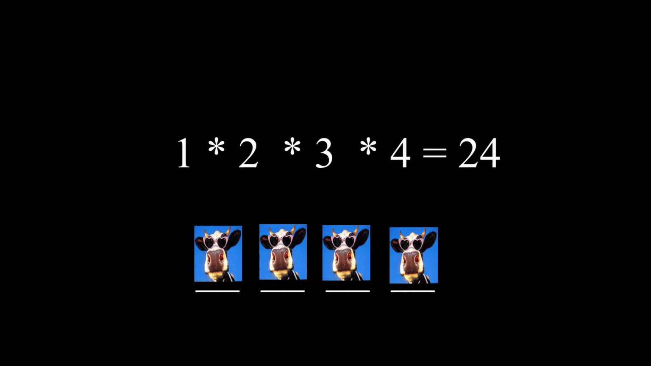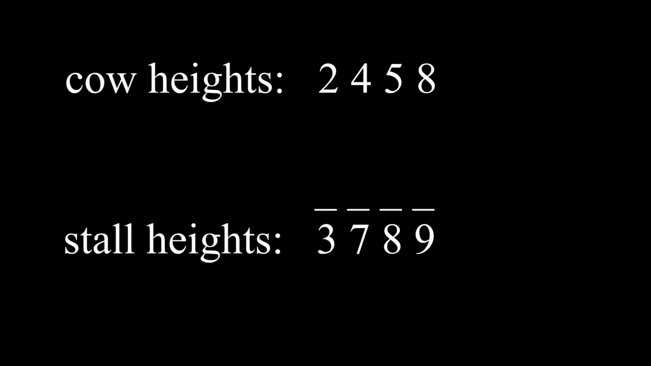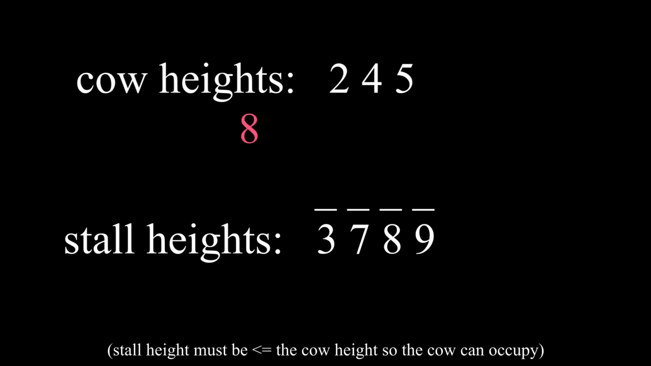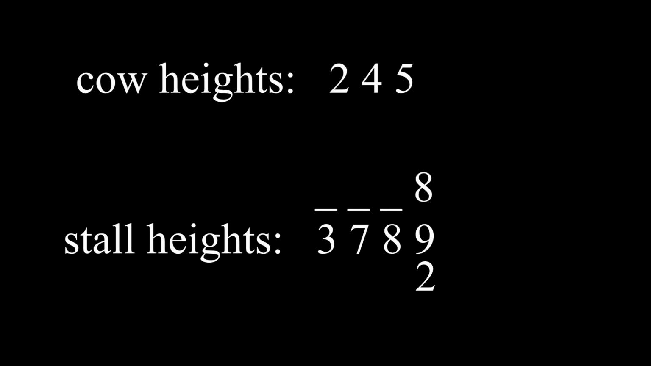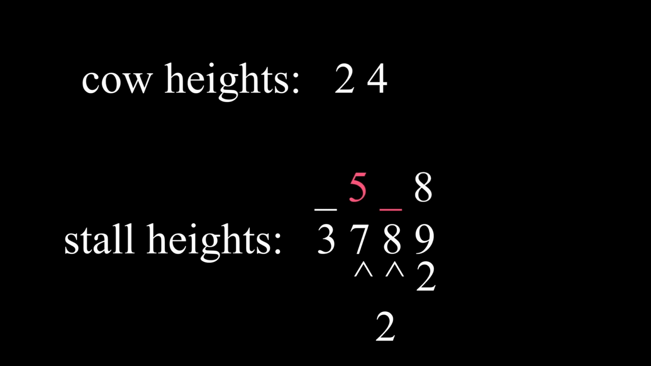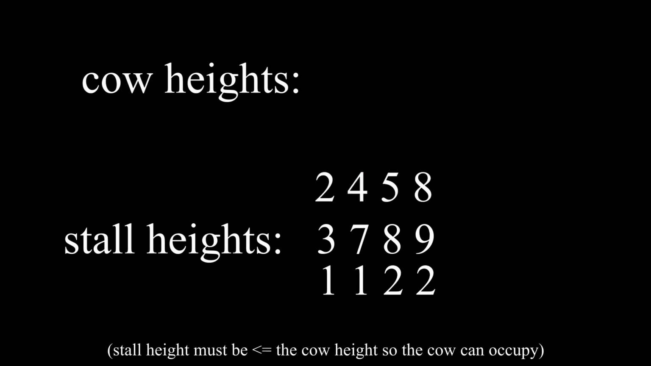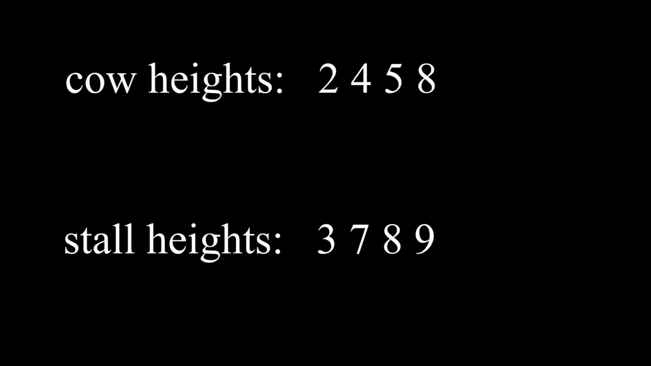For this problem, however, the cows can only occupy the stalls that they can fit in. So here we have the same cows, but with height limitations on the stalls. The cow with height 8 can only fit in 2 possible stalls, and after occupying 1, it leaves the cow with height 5 2 possible stalls, who leaves the cow with height 4 1, and the last one obviously only has one option. We then multiply all the possibilities together to arrive at our answer. Notice how both the stalls and the cows are sorted by height so that we can easily see the stalls that the cows can occupy.